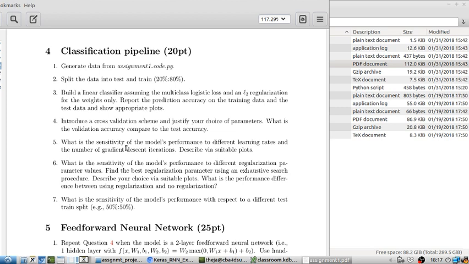No. So here we got a number. Here you're getting cross-validation accuracy. Cross-validation accuracy is only based on training data.